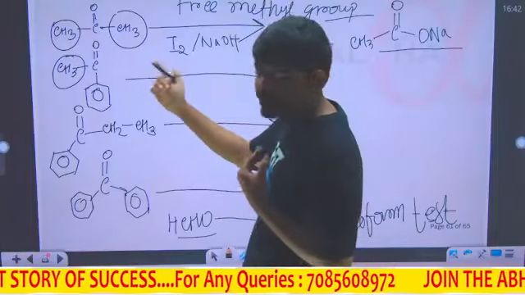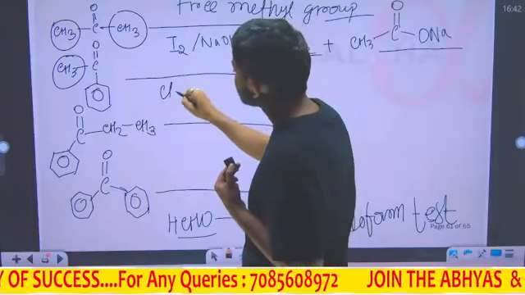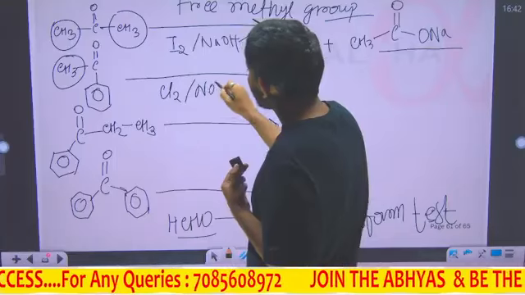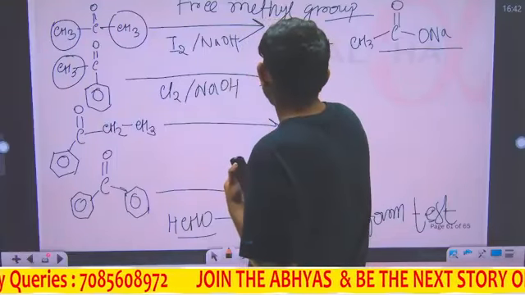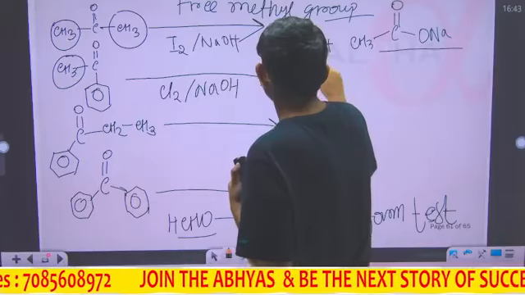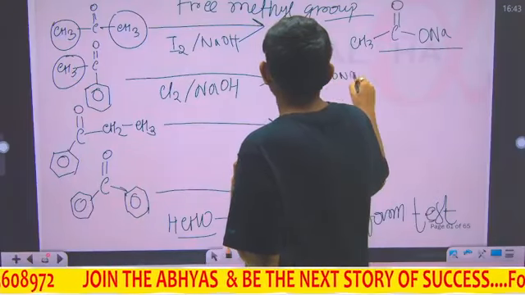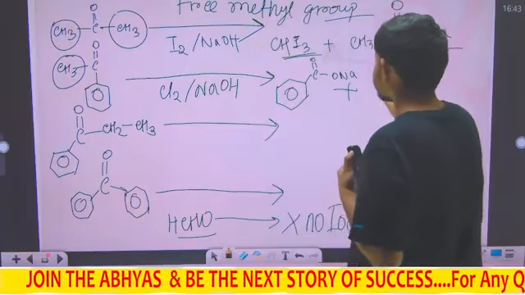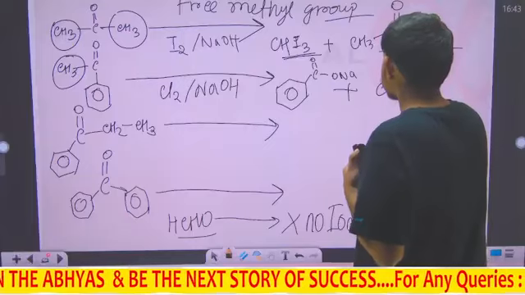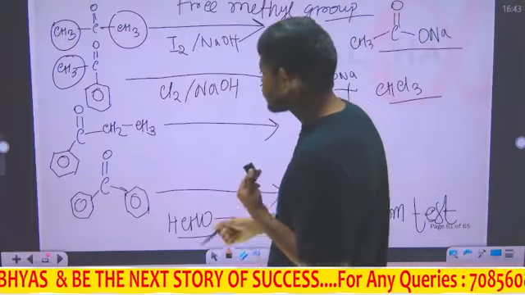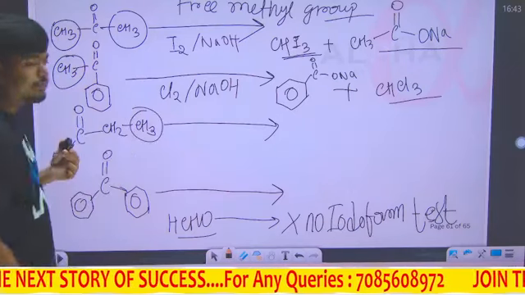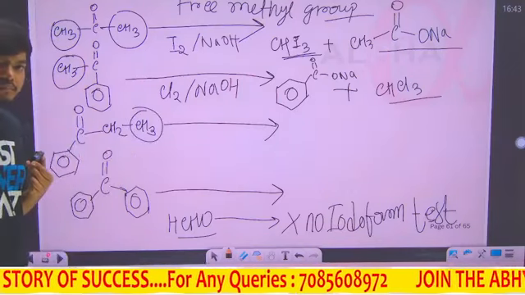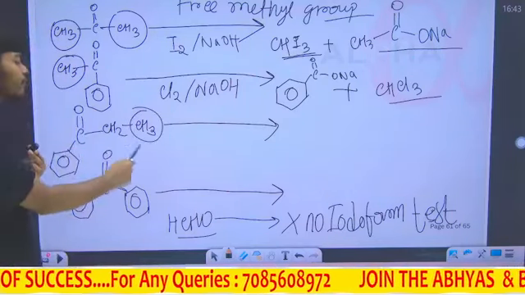the test. You have done iodoform, let's do chloroform. Of course, the characteristic is the smell of chloroform. What will be the product? C double bond O, ONa. The methyl group will come out. Simple. Does it contain a free methyl group?